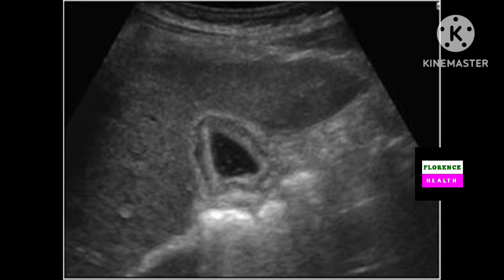This slide with transverse section of the gallbladder shows sandwich appearance of the gallbladder wall, where the outer layer is hypoechoic, which is due to serous layer. The middle layer is hypoechoic, which is due to muscular layer, and the inner layer is hypoechoic, which is due to mucosal layer.